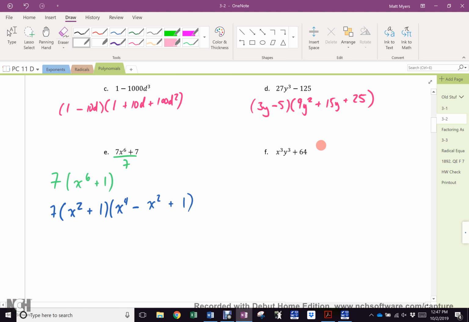Okay. So, now you have that. What is the cubed root of that first guy? xy. Plus, what's the cube root of this guy? xy squared. X squared, y squared. Minus 4xy plus 16. Is everybody good?